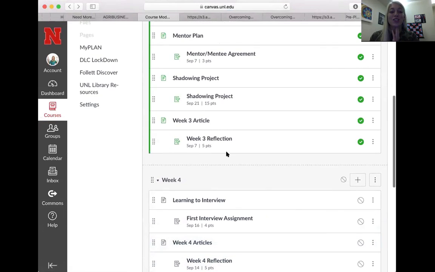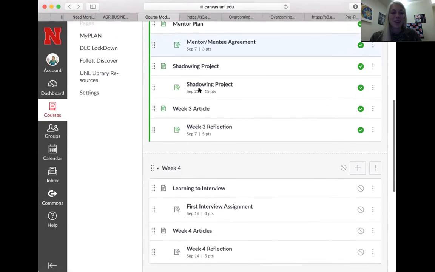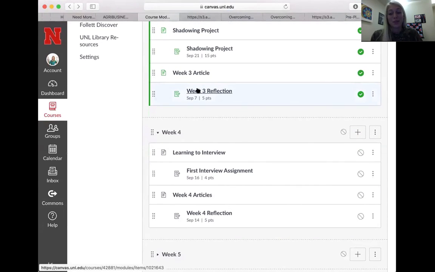Don't forget you've got that shadowing project due on the 21st coming up. And if you haven't found a mentor yet, you need to keep looking for one because you have a lot of mentor-related assignments in the future to fulfill. So you'll be missing a lot more than 3 points if you don't find a mentor, okay? And a lot of learning opportunity as well.